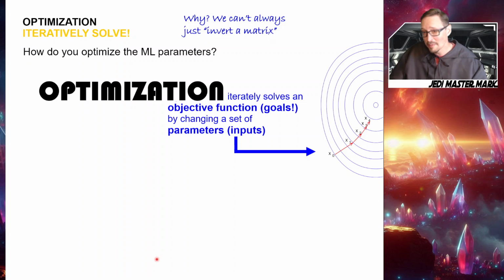So what is optimization? We're going to iteratively solve an objective function. We talked about this cost function by changing a set of parameters. So changing these model parameters, which are modifying our inputs, to achieve that good prediction.